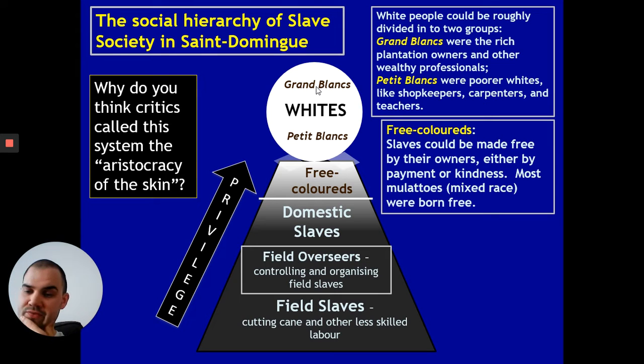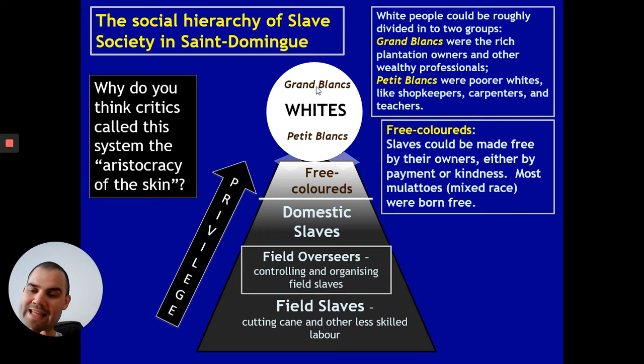Now, critics of this system in France called it the aristocracy of the skin. That expression came from the idea that in France there was also a social hierarchy, but it was based really upon land ownership. The aristocracy were the big landowners, and society was structured in a way that gave them the most power.